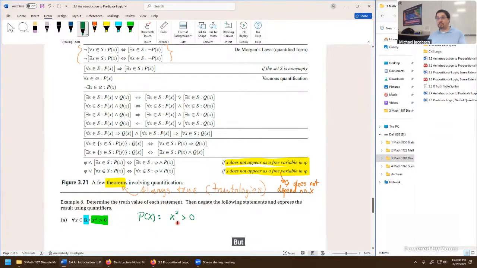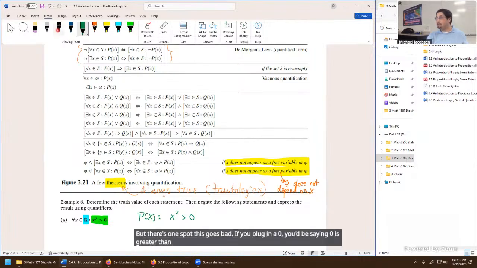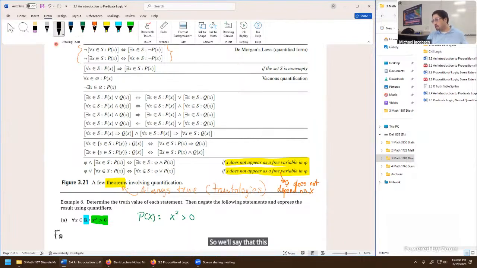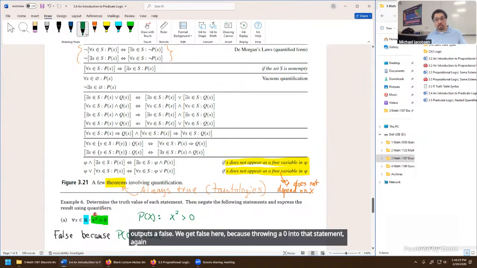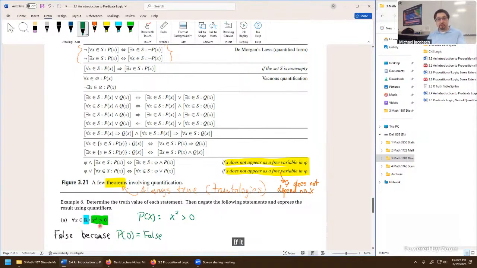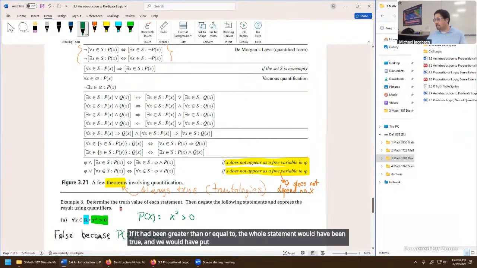But there's one spot this goes bad. If you plug in a 0, you'd be saying 0 is greater than 0. So we'll say that this one's false because P at 0 outputs a false. We get false here because throwing 0 into that statement is the inequality 0 greater than 0. If it had been greater than or equal to, the whole statement would have been true, and we would have put true down here.